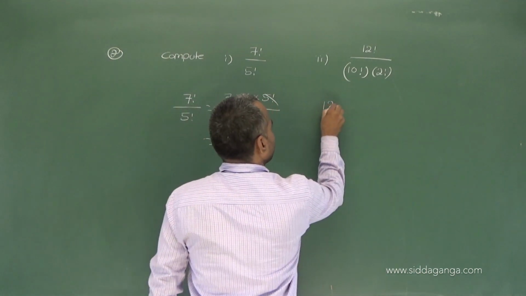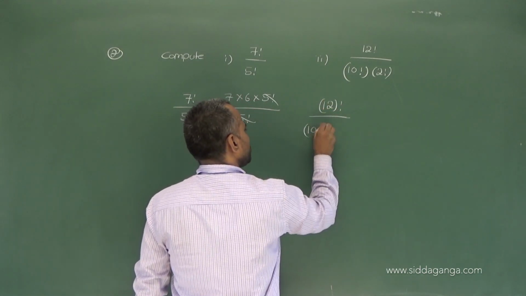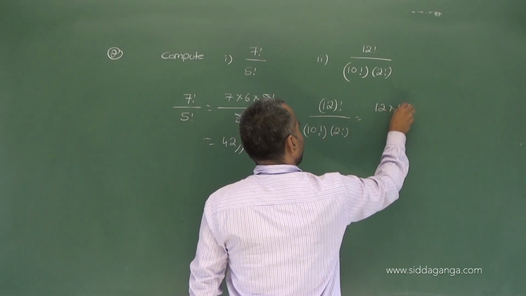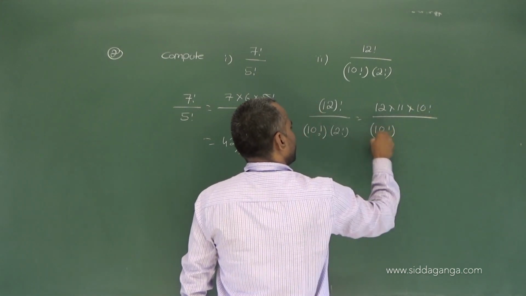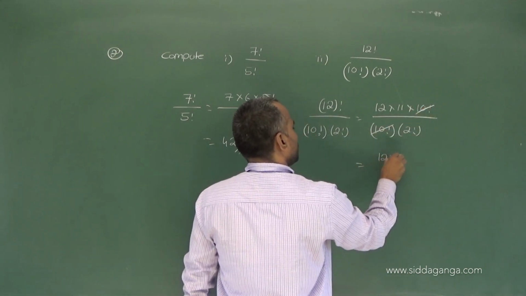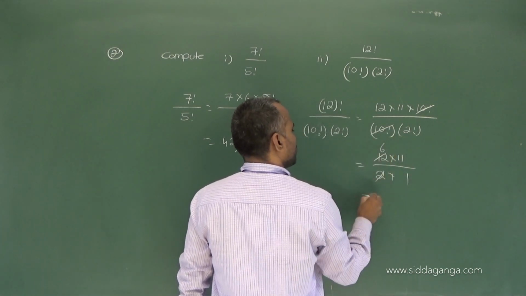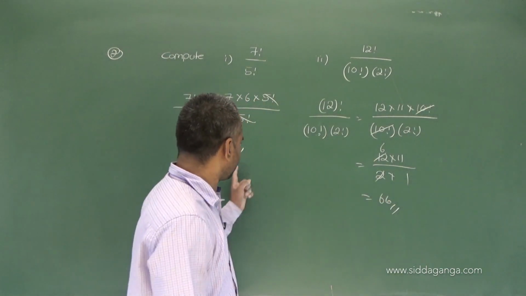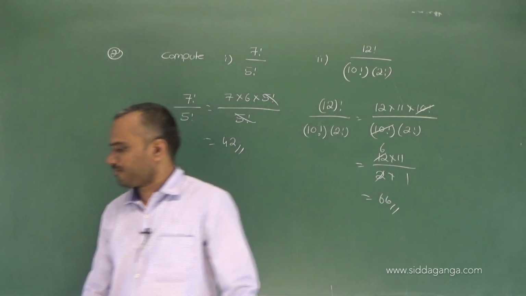12 factorial divided by 10 factorial into 2 factorial. So 12 into 11 into 10 factorial divided by 10 factorial into 2 factorial. 10 factorial gets cancelled. 12 into 11 over 2 into 1, 2 sixes are 12, so the answer is 66. This one is 42, the second one is 66. Correct? Next problem.